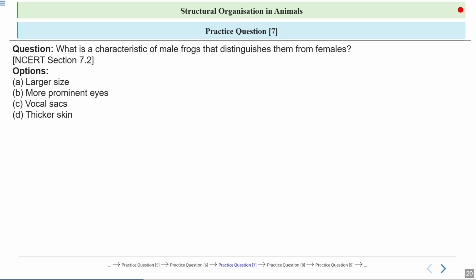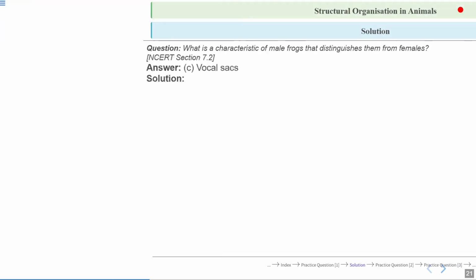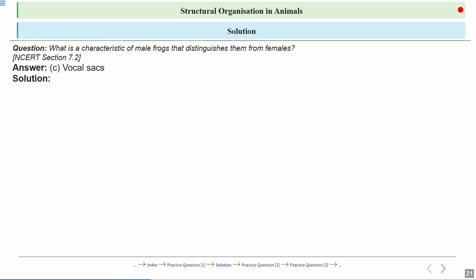Hmm? So we had one more question earlier, almost the same type, but the options were different, right? So you should be very careful with the options. Let us see the answer. Here the correct answer is vocal sac. Male frog possesses a specialized vocal sac, and this vocal sac is not found in the female. They do not have this vocal sac, right?